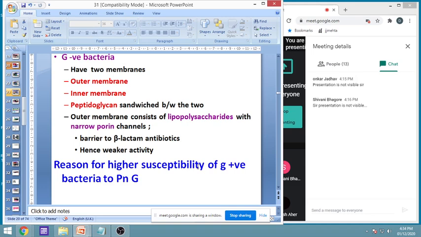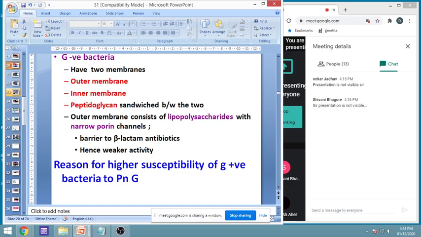They are so small that penicillin, or beta lactams, cannot cross through them. Therefore they have weaker activity against gram negative bacteria, and penicillin G has the highest susceptibility towards gram positive and almost no or very little towards gram negative. So this is very important.